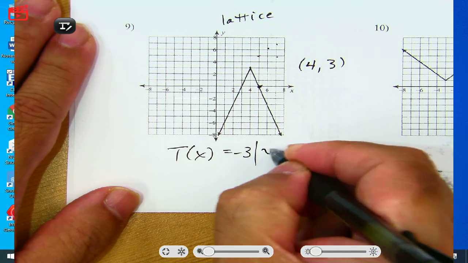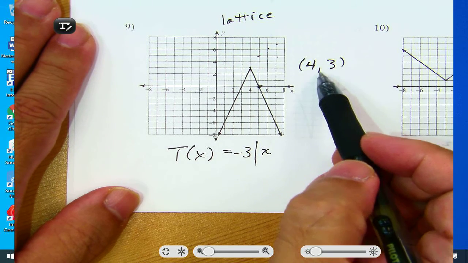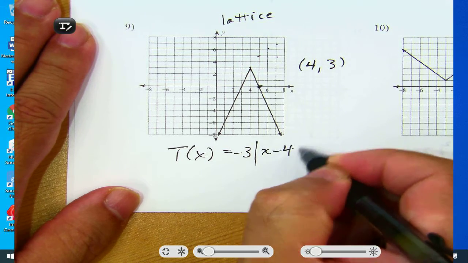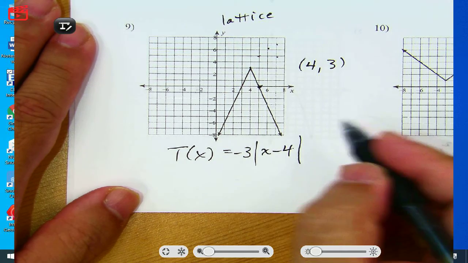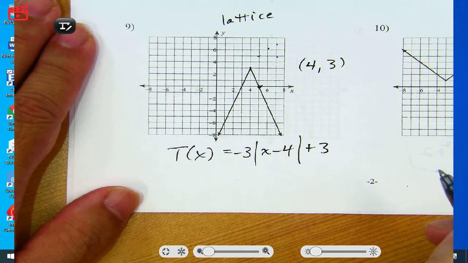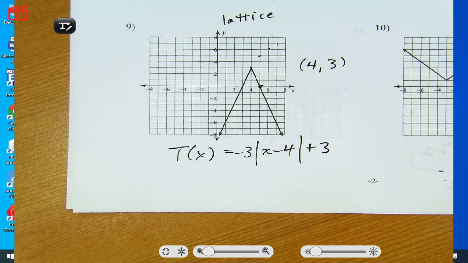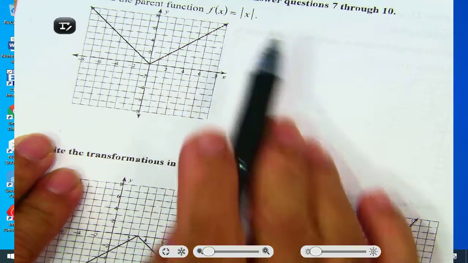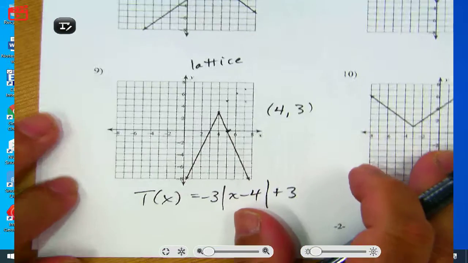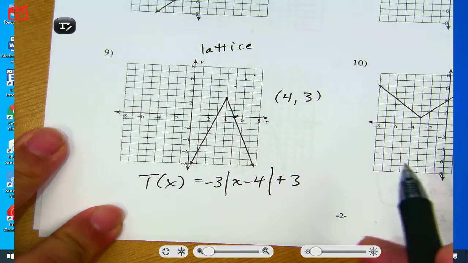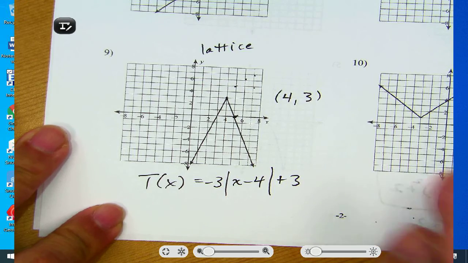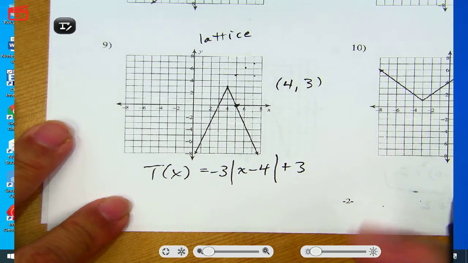And then x. Now I went 4 units to the right, so that's minus 4. And I went 3 units up, so it's plus 3. And that's the answer to number 9. Can you write it the other way? Why did you use absolute value? It's absolute value because that's the function, absolute value. So the slope goes in front of the absolute value. That is correct. Okay, the slope is the A in this example.